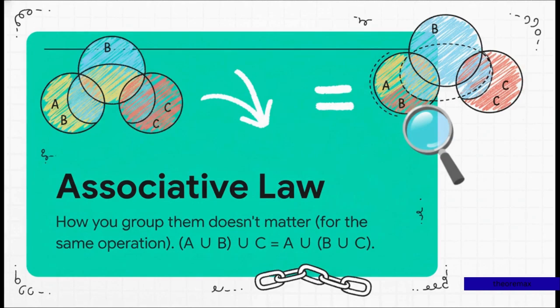The associative law kind of builds on that. It just says that when you're doing the same operation over and over again, like all unions or all intersections, it doesn't matter how you group things. Combining A and B first and then adding C, it's identical to adding A to the combination of B and C.